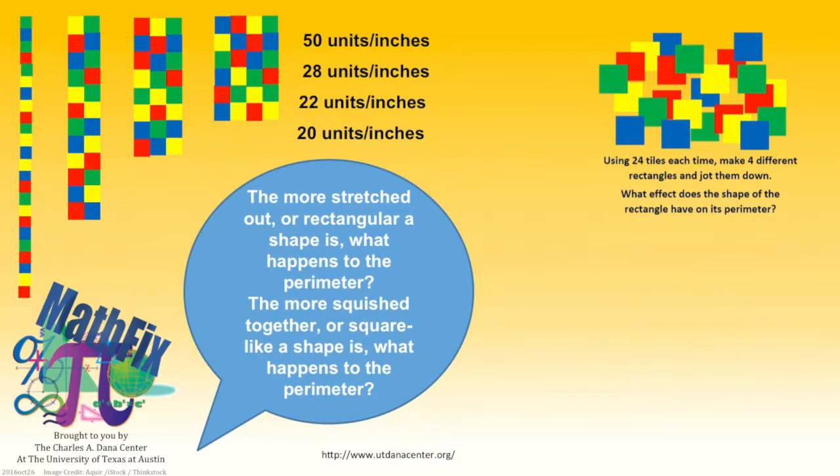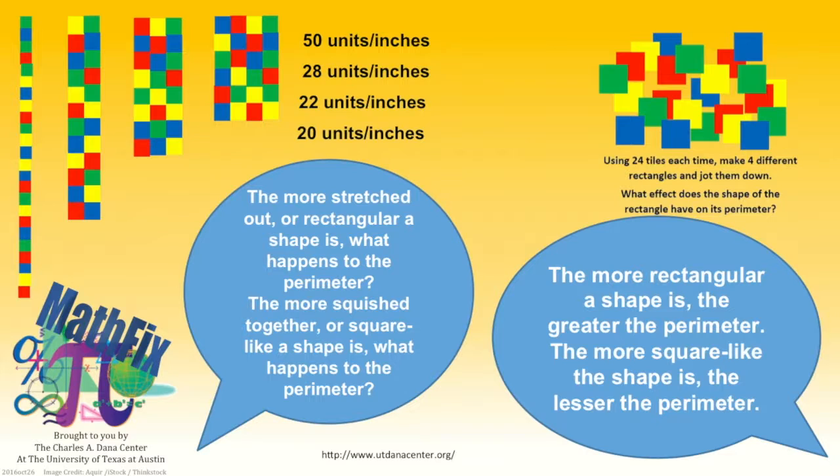Give students time to discuss with a partner and share. If they are struggling to get there, try a question like, the more stretched out a rectangle or a shape is, what happens to the perimeter? Or the more squished together, a square-like shape it is, what happens to the perimeter? Hopefully your kids will get to the more rectangular a shape, the greater the perimeter, the more square-like a shape, the less the perimeter.